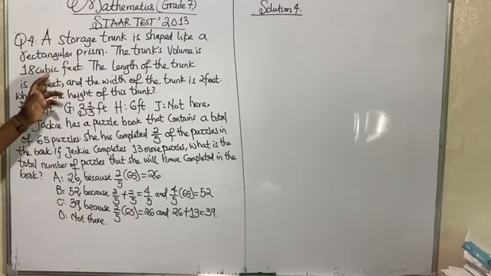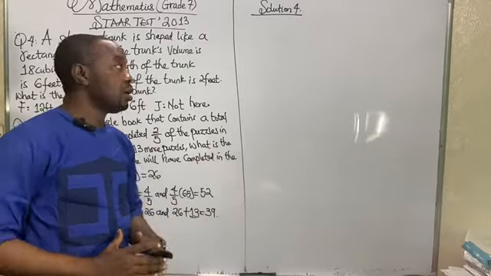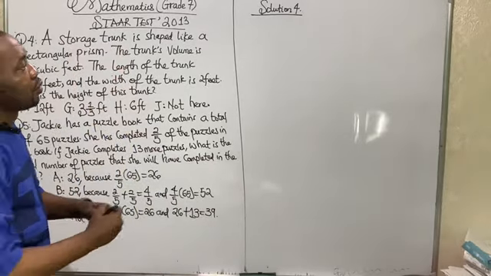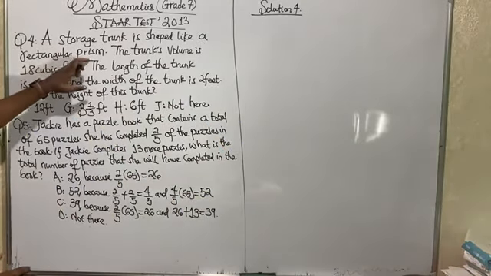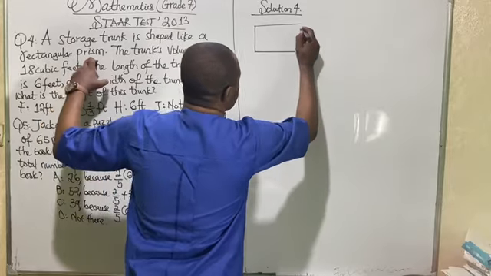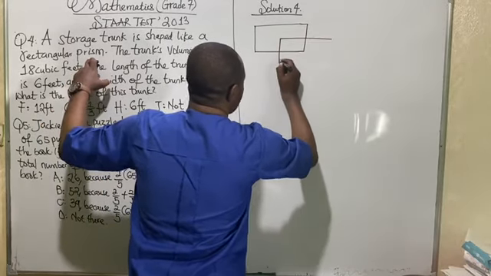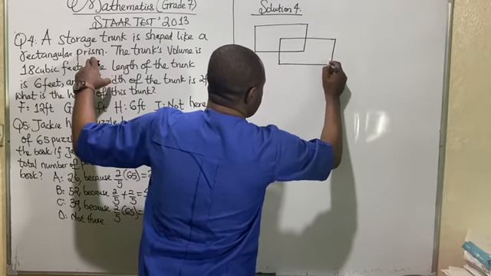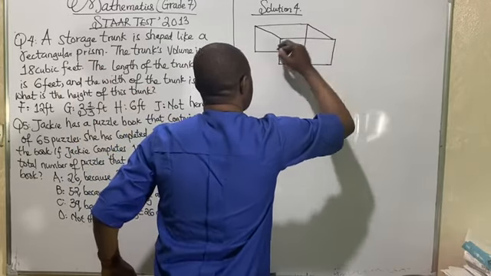We are given the volume to be 18 cubic feet, which is the space occupied by the 3D shape. Since the shape is like a rectangular prism, we're going to have to draw a rectangular prism. This is what we call a rectangular prism. This is what the shape looks like.